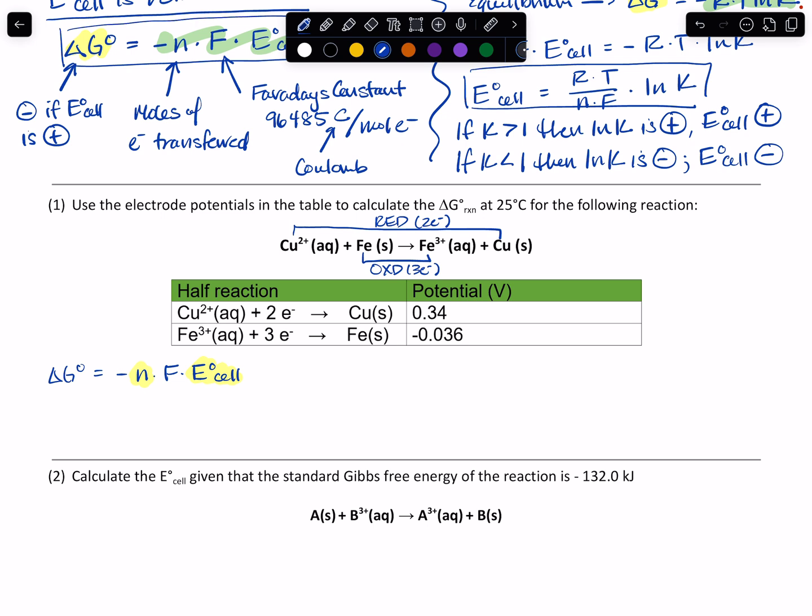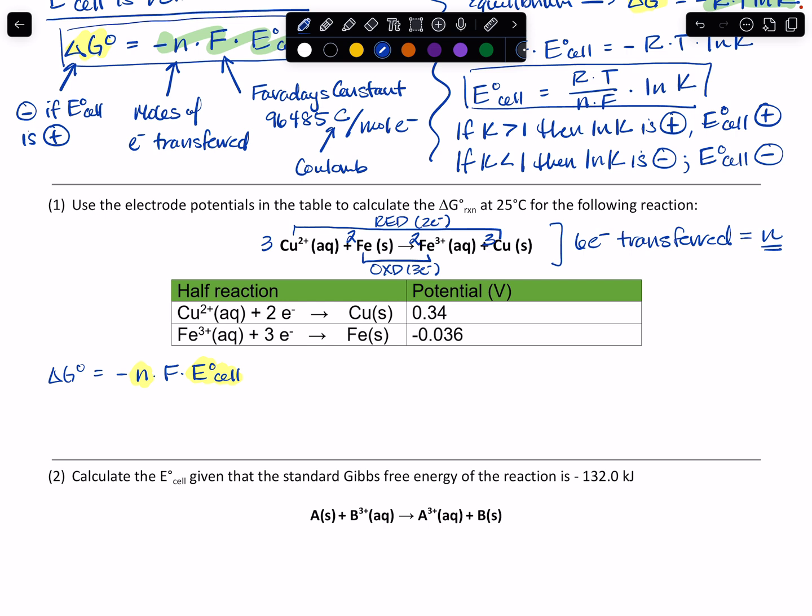So you can see our electrons are not balanced here. So if we were to balance this half reaction, we would need 3 coppers, 2 irons, 2 irons, and 3 coppers. And we can see that's going to give us a total of 6 electrons transferred. All right, which is going to be equal to N for our calculation. All right, so we've got N.